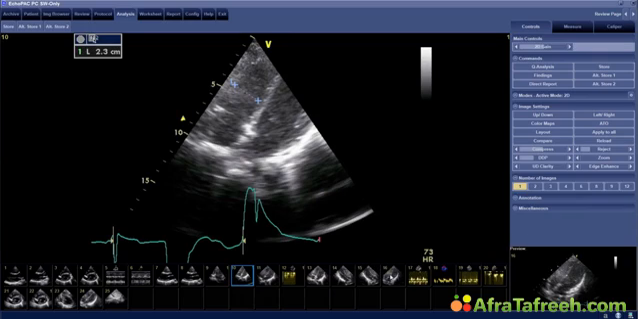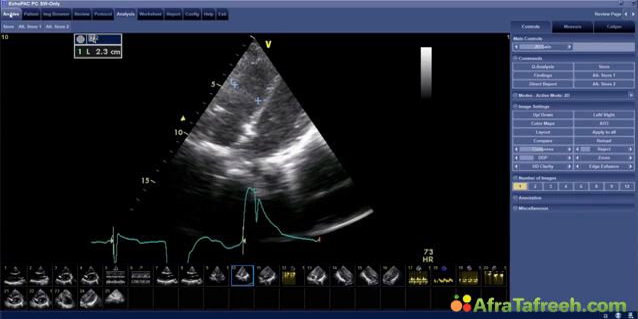Okay, so again, to summarize this case, not easy to determine what left ventricular function is. You have to use many different modalities. You have to look at M-mode, you have to look at eyeballing, you can even look at tissue Doppler and other things.